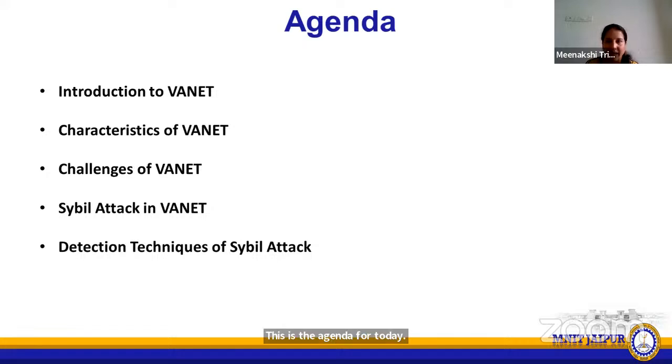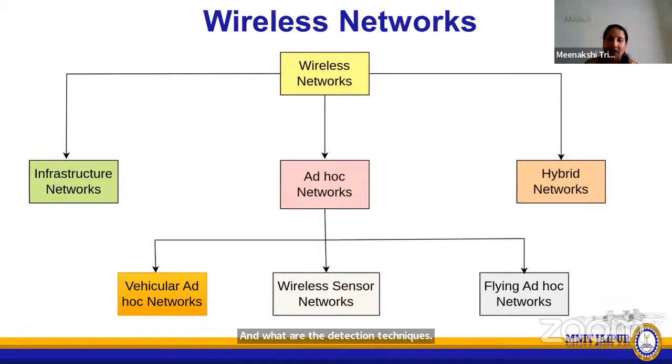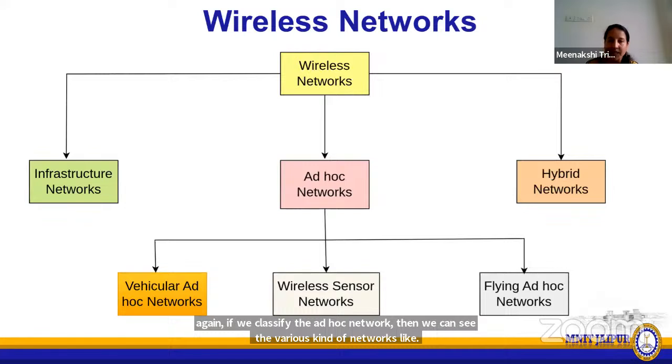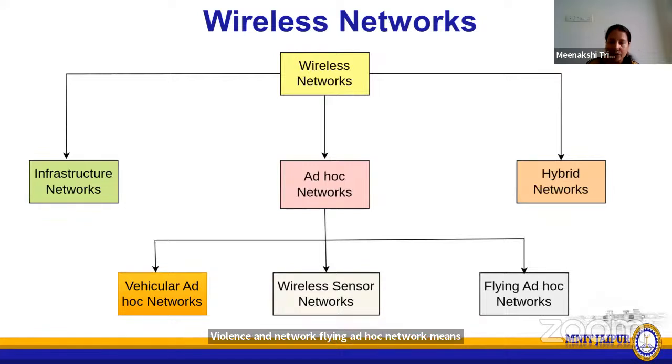First, we'll talk about VANET, characteristics of VANET, challenges, Sybil attacks, and what the detection techniques are. As we all know, if we broadly classify wireless networks based on the kind of establishment techniques they use, we can classify them as infrastructure-based networks, ad hoc networks, or hybrid networks. And if we classify the ad hoc networks, we can see various kinds of networks like wireless sensor networks, flying ad hoc networks, meaning drone-based networks, and vehicular ad hoc networks. The term ad hoc means anytime, anywhere, and for any application.